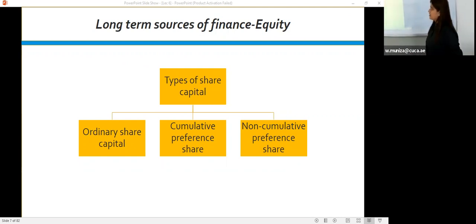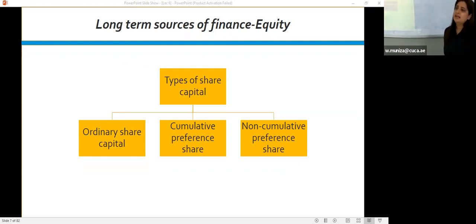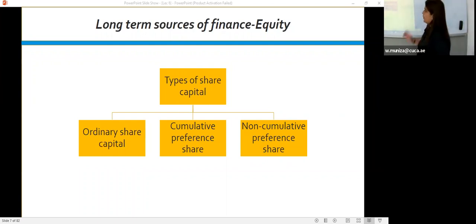Now, long-term sources of finance. There are two basic long-term sources of finance, debt and equity. One by one, we are going to have a look at them. Under equity, we have three kinds of share capital: ordinary share capital, cumulative preference shares, and non-cumulative preference shares. They have their different characteristics in the organization.